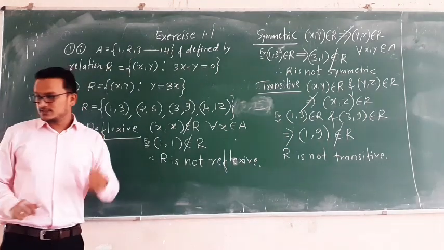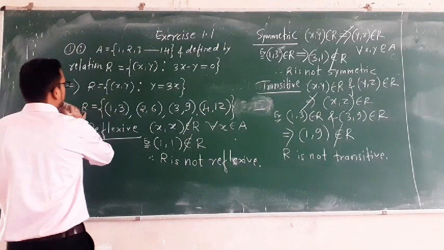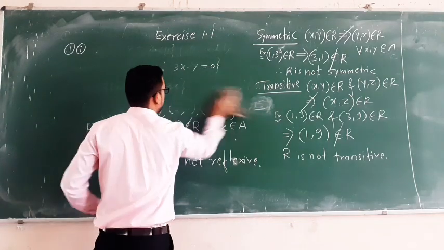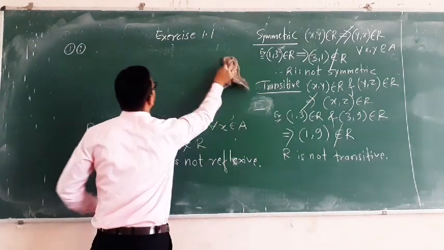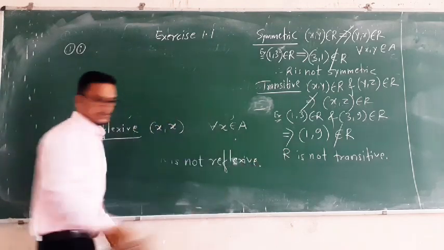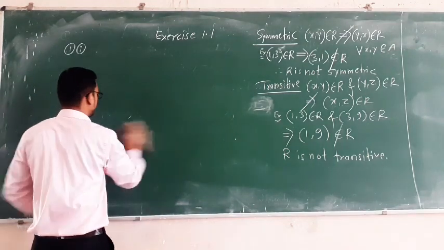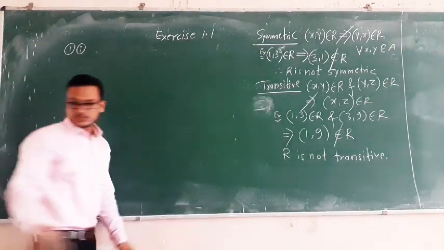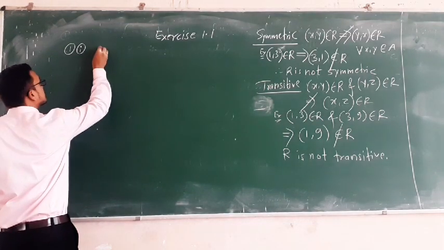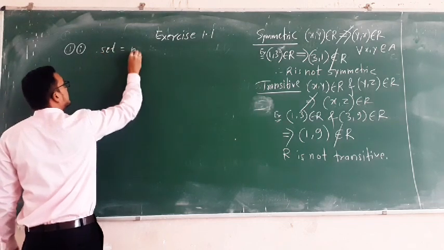Next, we will see the second example, where again the set and the relation are given. Let's see now. So the second example is, now they have given your set as natural numbers.